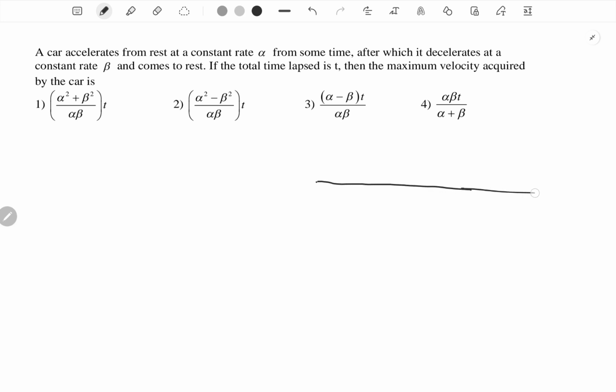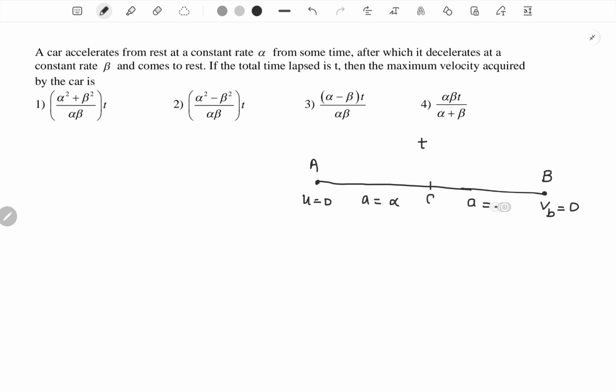let us try to represent the data in the form of a simple diagram. Let's say it started at A and the motion ended at point B. So the total time taken to go from A to B is t. In this total time t, for a certain amount of time, it accelerated from rest. So velocity at A was 0. Let's say it accelerated until C. So between A and C, the acceleration is alpha. Then from C to B, we have a constant deceleration of beta as given, and finally velocity at B would become equal to 0.